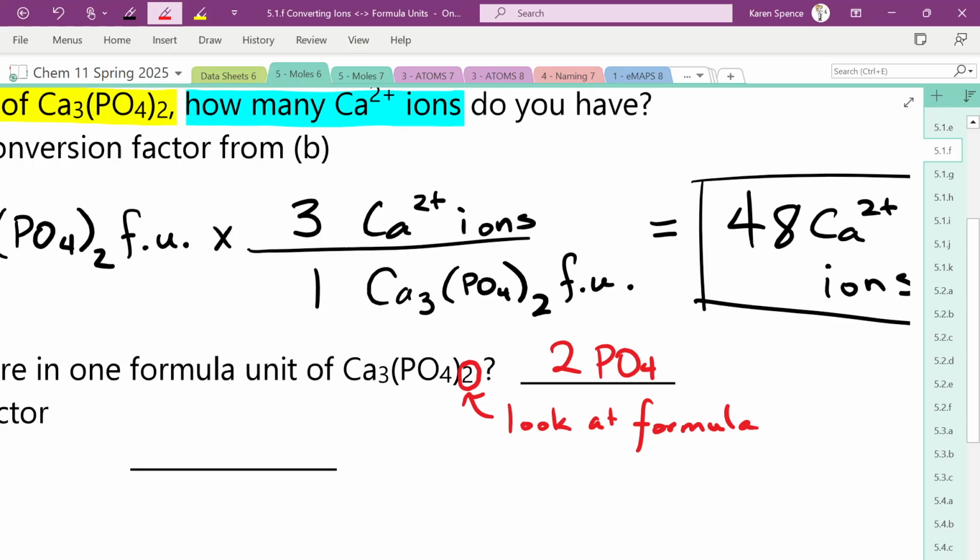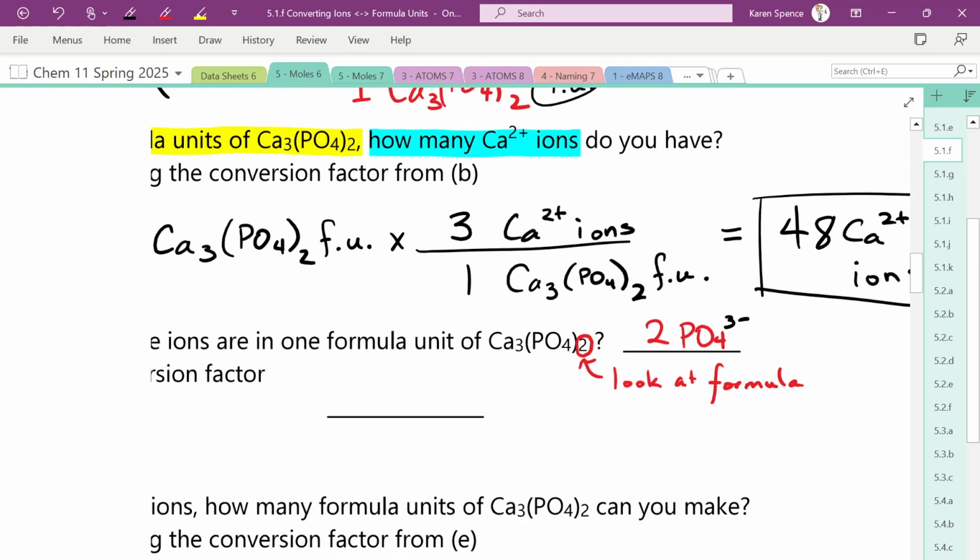How do you like my answer there? There's no charge, okay? 3 minus. Anytime you write an ion, it must have a charge. Otherwise, it is a completely different chemical species. It would have totally different properties, okay?